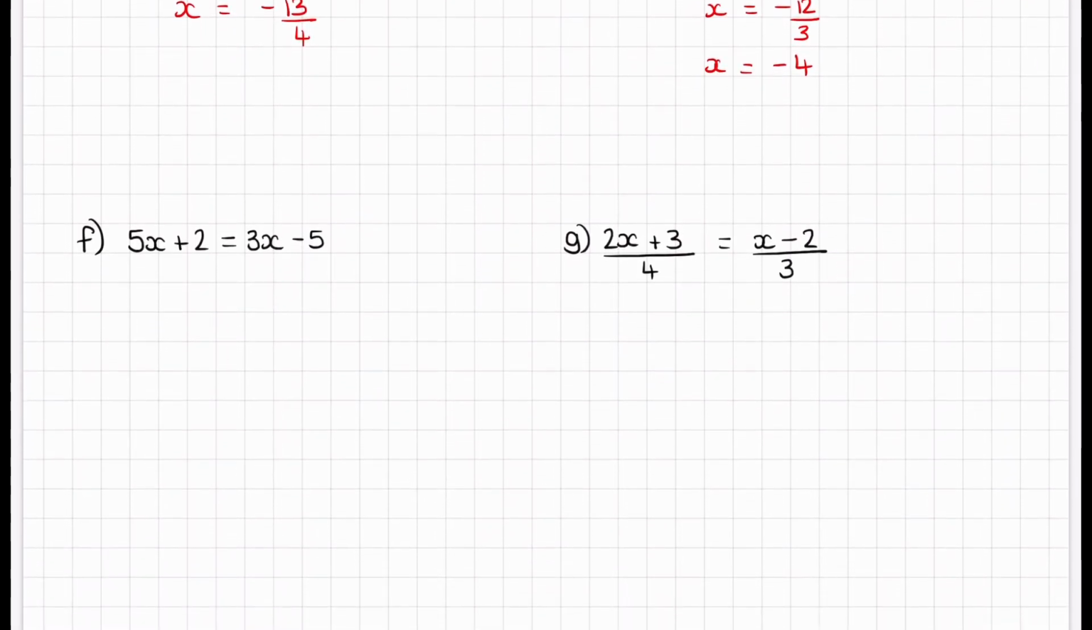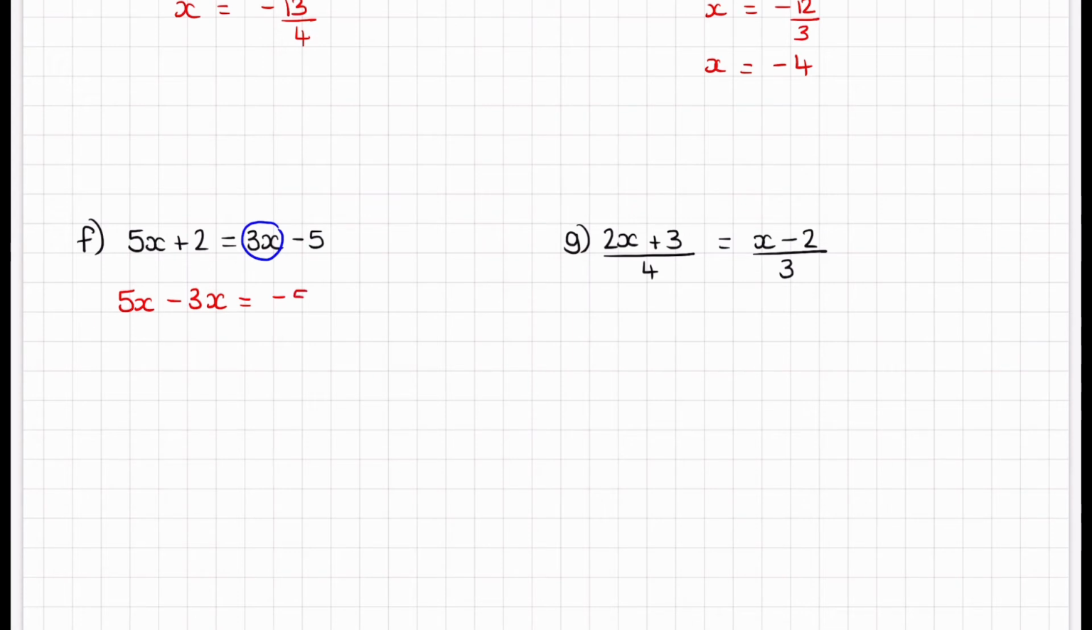With parts F and G, our aim is to put all the like terms on the same side of the equation. So we've got 5x plus 2 equals 3x minus 5. So we're going to put all the x's on one side and everything without an x on the other. So 5x, we've got positive 3x here on the right hand side, which means I need to make it a minus 3x on the other side.